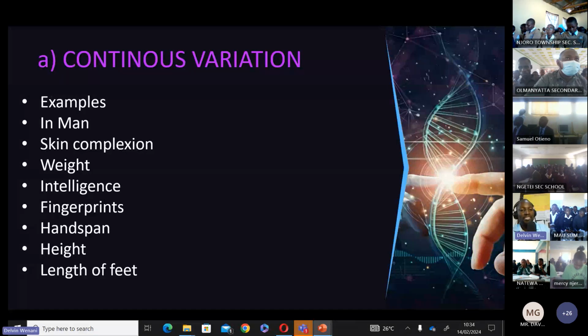Then we have fingerprints. Actually, each person has a different fingerprint. Then you have hand span. I'm talking about the size of your hand and the way your hand looks. Our hands are very different and none of our hands looks like the other. That's why some biometrics use the hand span to differentiate individuals, because if a photo of your hand is taken, it does not match any other person.